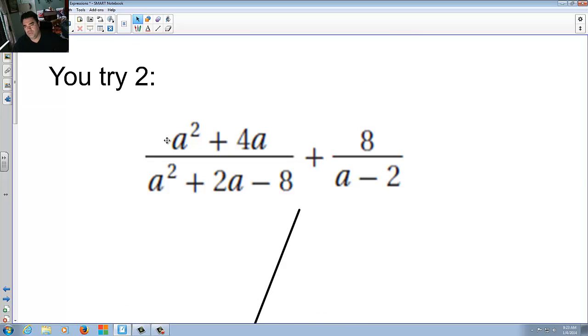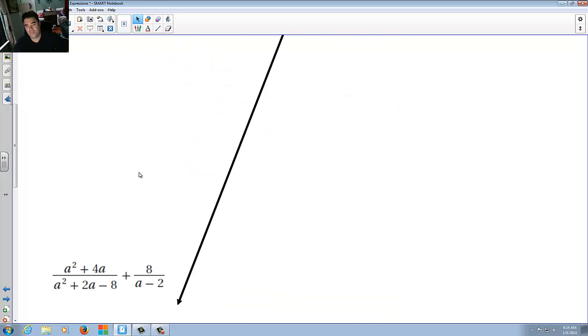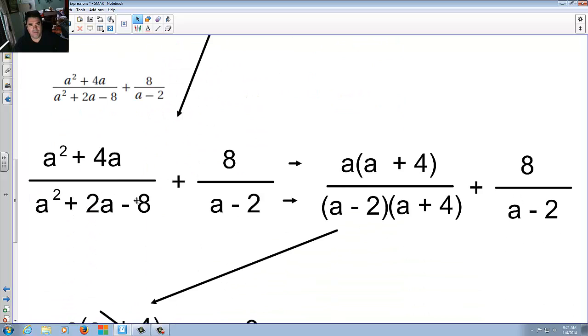You try number 2. a squared plus 4a over a squared plus 2a minus 8 plus 8 over a minus 2. Go ahead this time. Take a look here. I want to combine these two. Notice how a squared plus 2a minus 8 becomes a minus 2 and a plus 4, and this already is a minus 2. So I just have to multiply the tops and bottoms here by a plus 4.